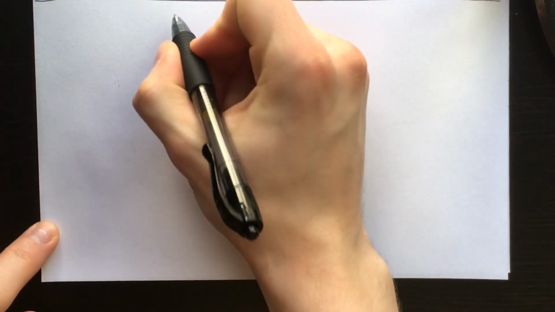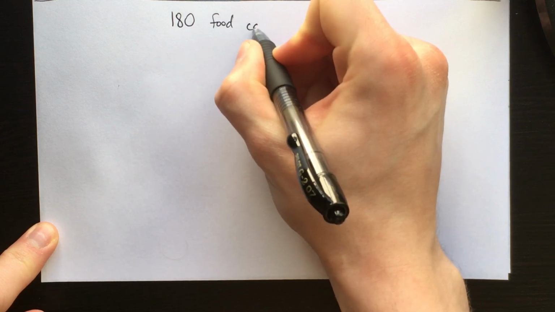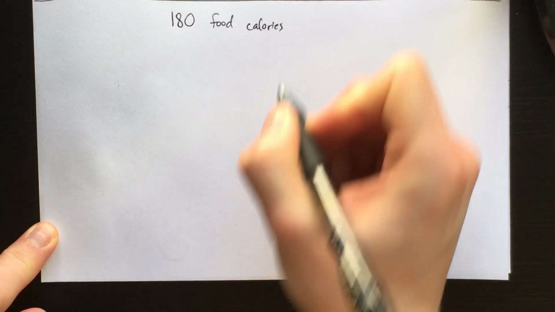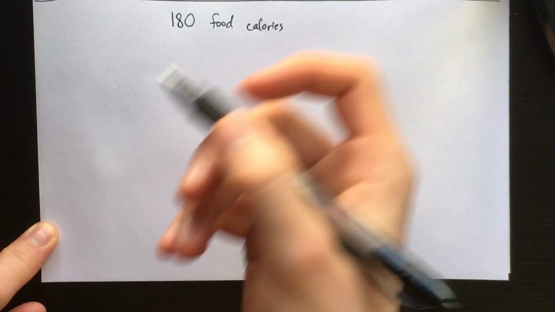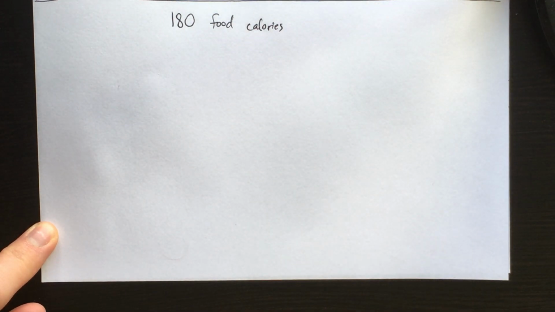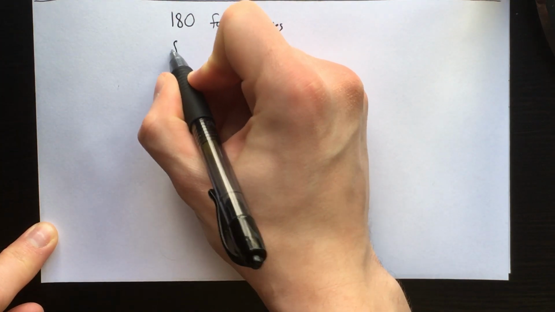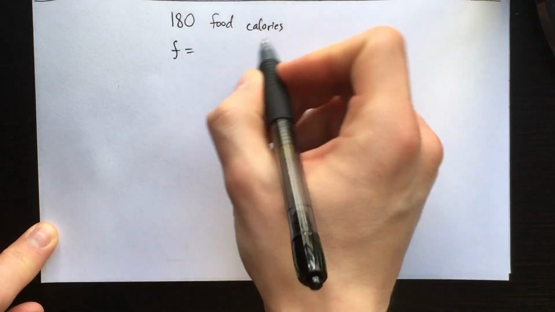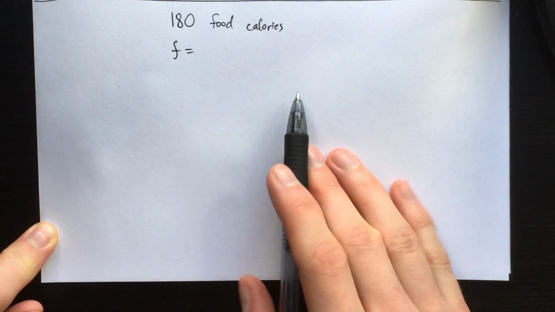So we're told that 180 food calories in a granola bar come entirely from the protein, fat, and carbohydrates, or from P grams of protein, F grams of fat, and C grams of carbohydrate. Which of the following expresses F in terms of P and C? So we want basically F to equal something with P and C on this side. What kind of relationship can we establish between these three variables?